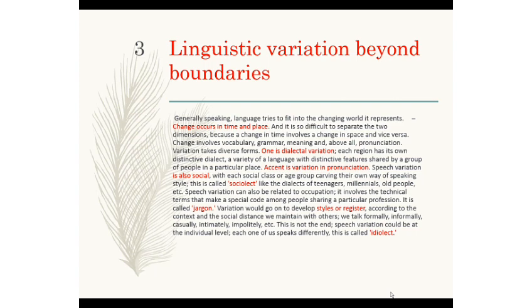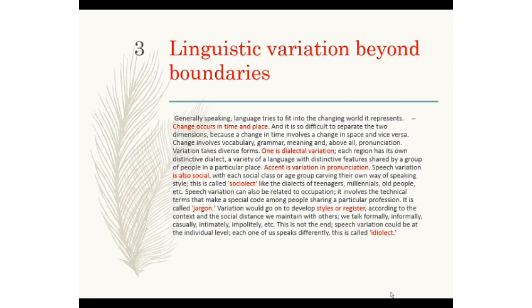Variation also would go on, and we can develop styles and registers according to the context and social distance we maintain between others and us. For example, we can talk formally to people who are older than us, who are higher in position than us. We can talk informally to friends and so on. We can talk casually to intimate friends. We can talk politely and impolitely and so on, depending on the situation.